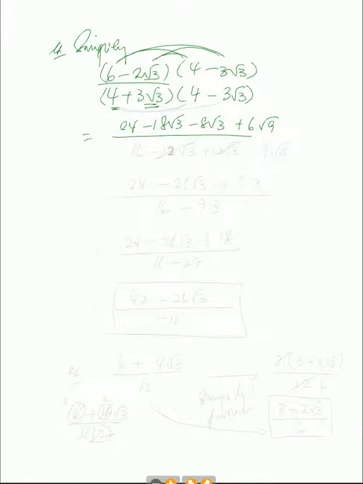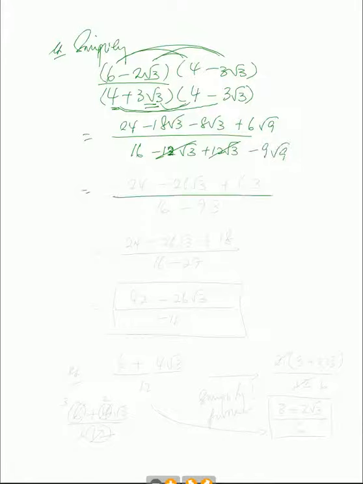Okay, let's do the bottom. 4 and 4 is 16. 4 times 3 radical 3 is negative 12 radical 3. 3 with 4 is a positive 12 radical 3, so this was expected because you wanted them to cancel anyway. 3 and 3, that's minus 9 radical 9.